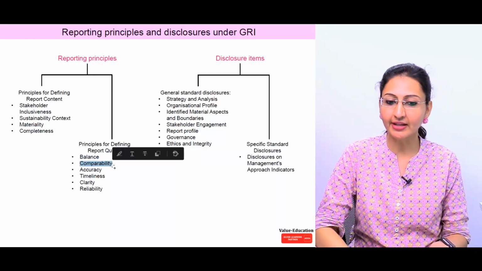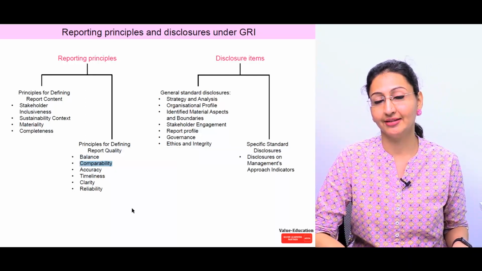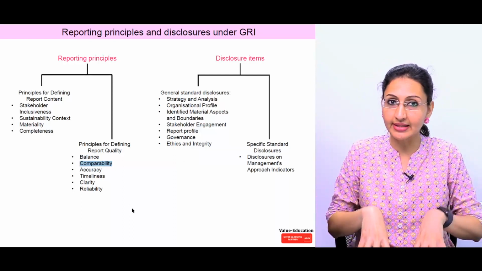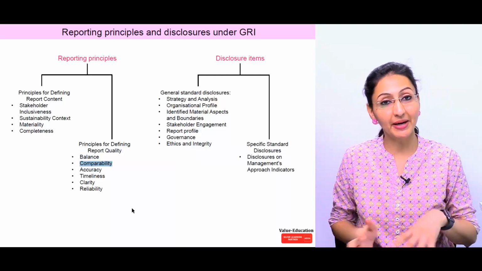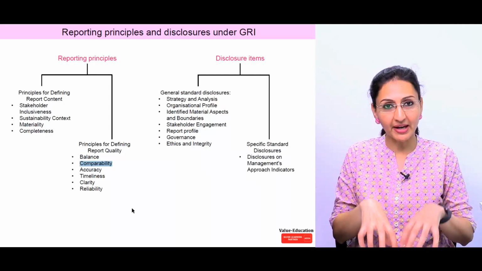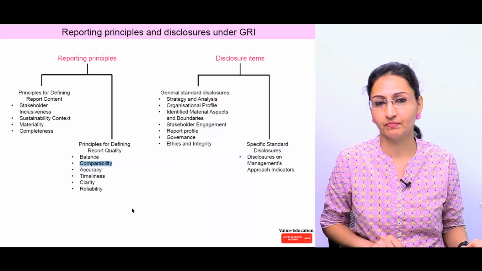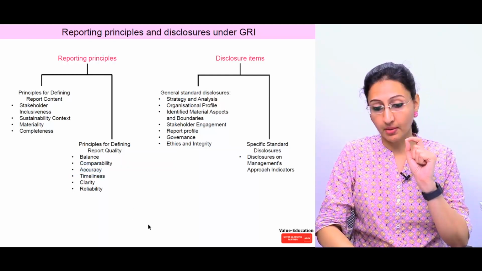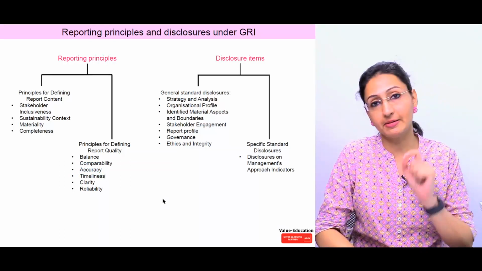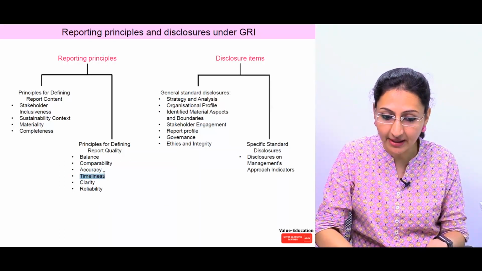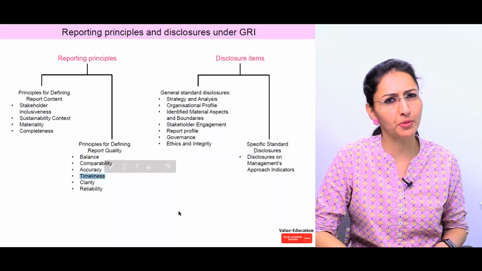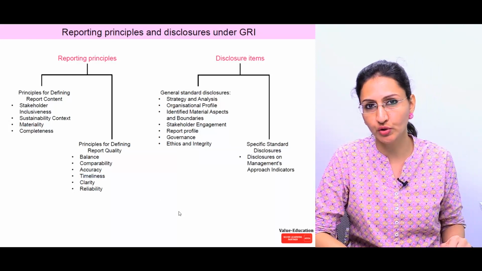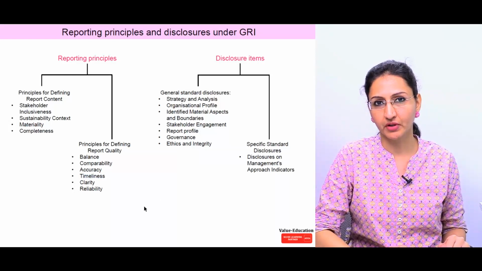Then comparability, it should provide the user the comfort of comparing the performance of the business in this year to the previous years. Comparability must be there, comparing the business with the competitors. Both should be there. Then accuracy, it should be accurate, free from bias, free from any mistakes. Then timeliness, it should be finalized in a timely manner. A delayed report is of no use for the users of the report.